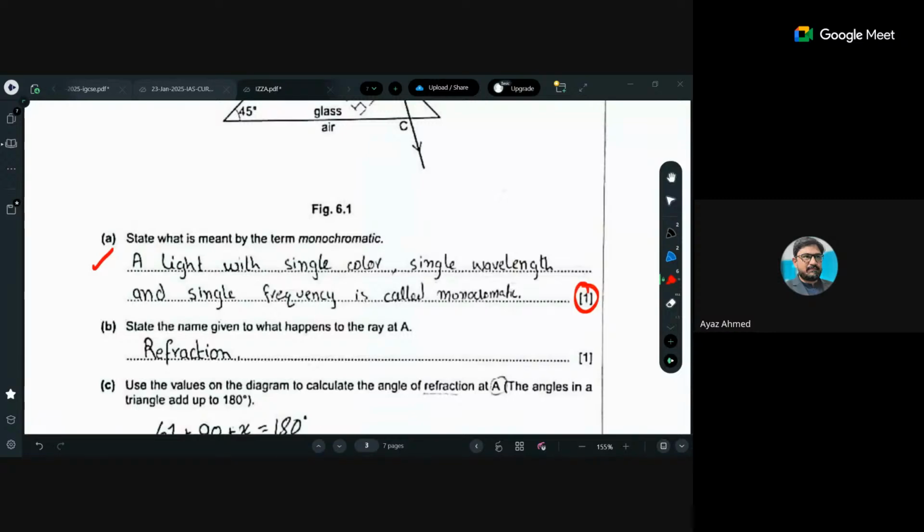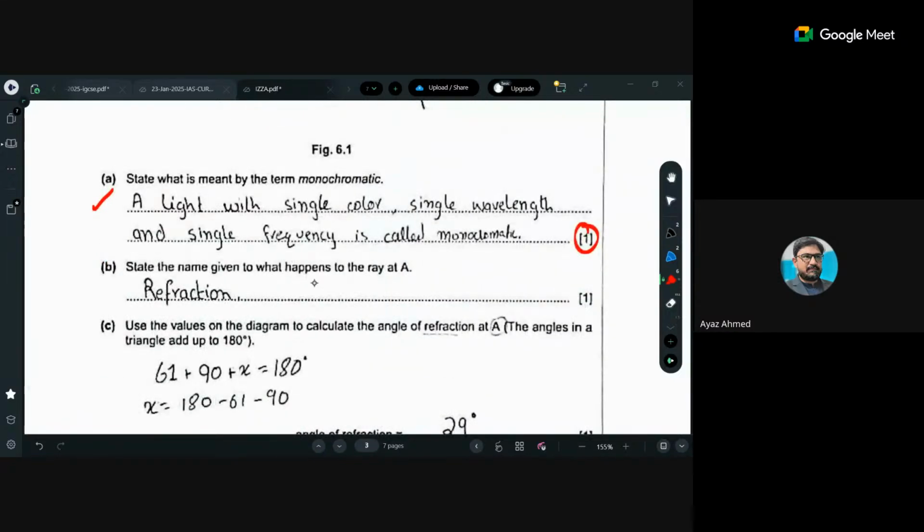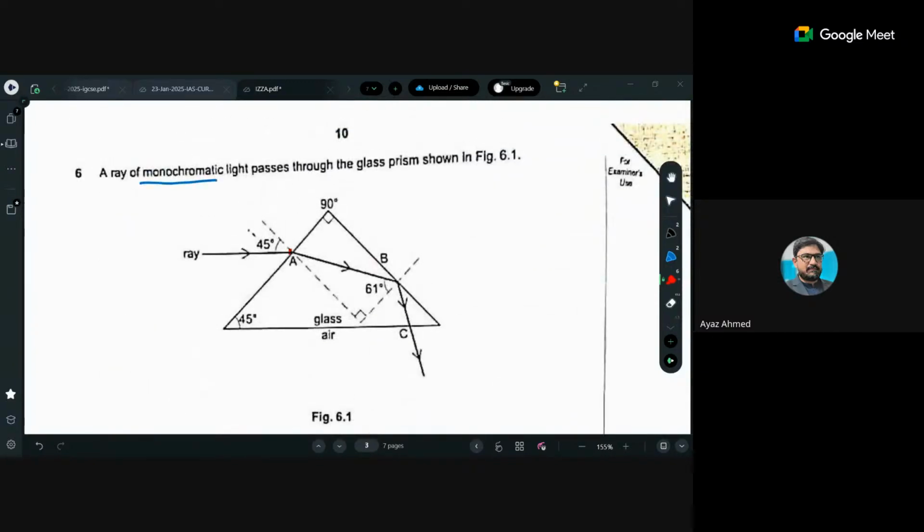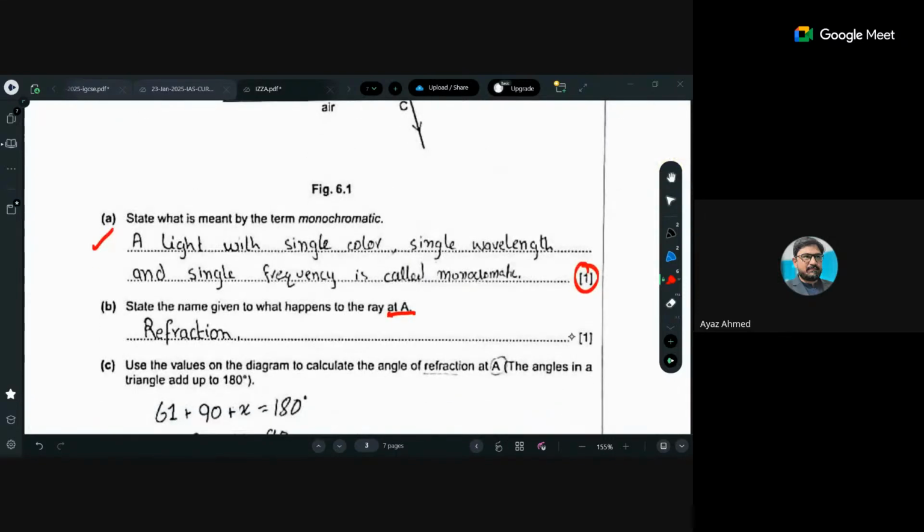Then state the name given to what happened to the ray at A. So at A, it is refracted, right? Because the light is bending from less dense to more dense and it is bending towards the normal. So refraction is taking place.